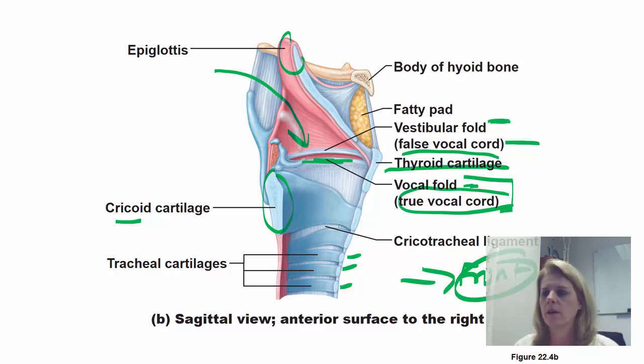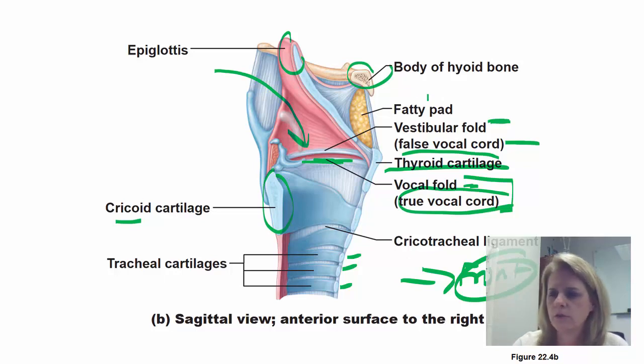It's always open. You have your hyoid bone here, which plays a role in raising and lowering your Adam's apple, so raising and lowering your larynx. It moves when you swallow. And of course there's fat everywhere.